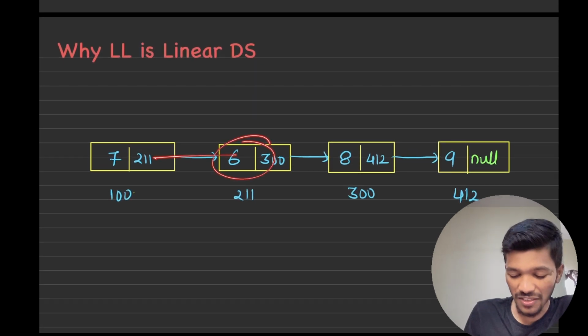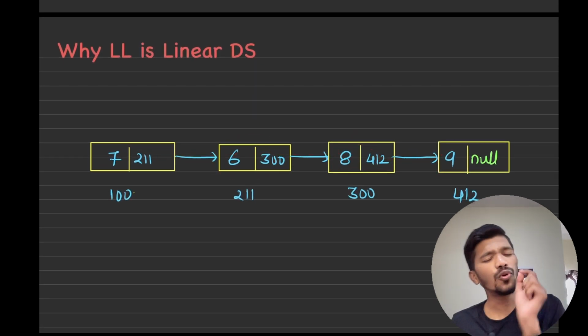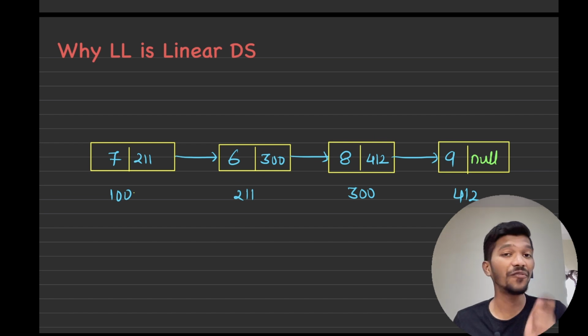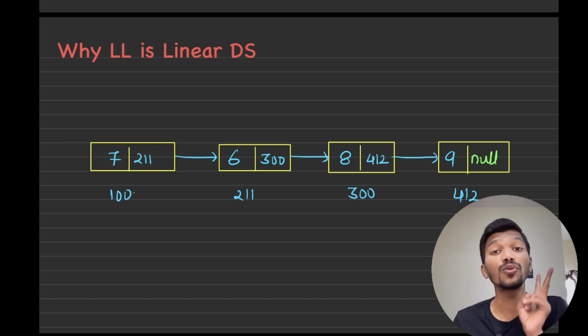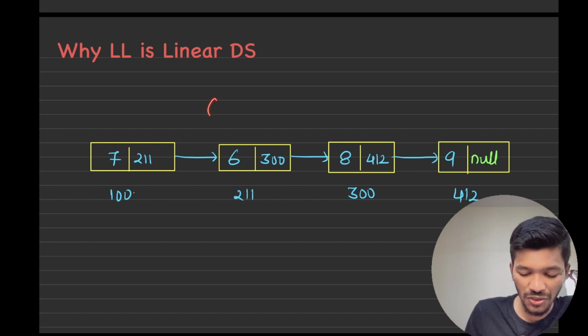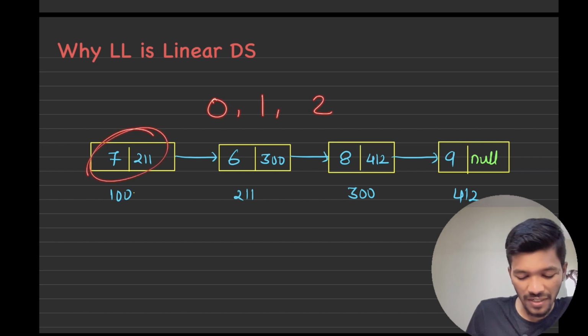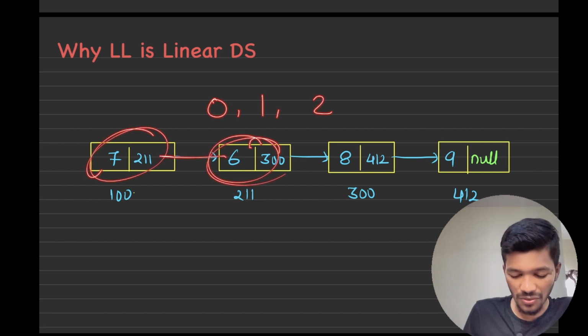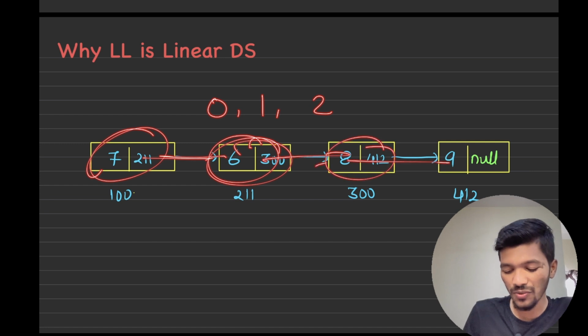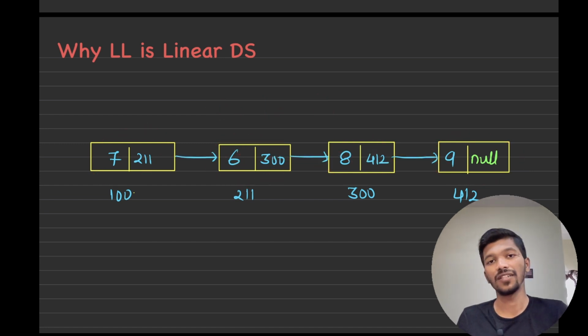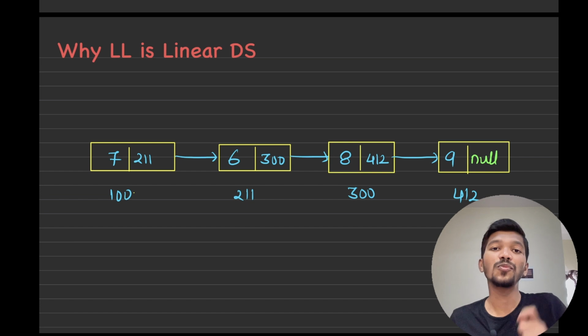See, each node is pointing to the next node, and the most important point to observe here is that every node in my linked list contains at most 2 neighbors. See, at most 2 means 0, 1 or 2. Node 1 contains exactly 1 neighbor. This node contains 2 neighbors, this node contains 2 neighbors, and the last node contains exactly 1 neighbor. So we are not going to have a node with more than 2 neighbors.